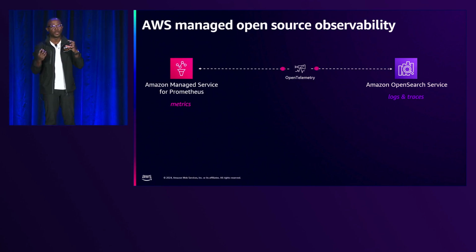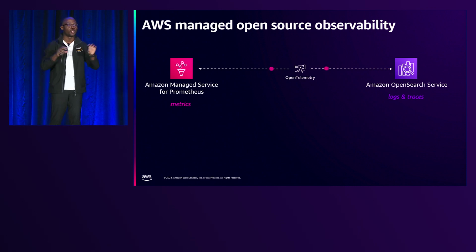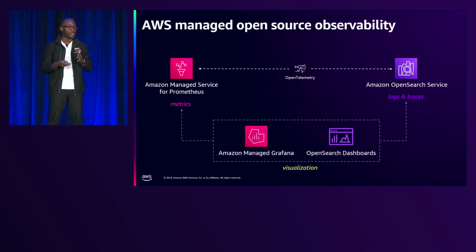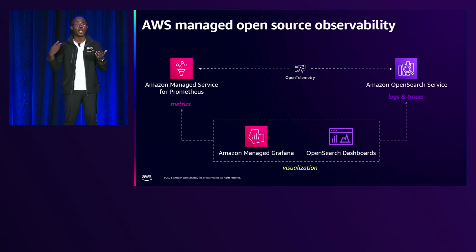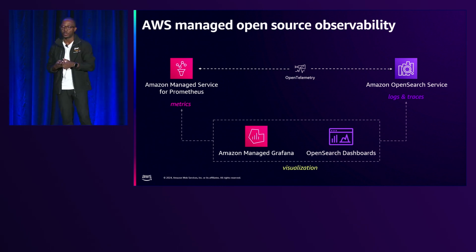Using OpenTelemetry, you can collect the data and then send it to both locations. And when you have that, to visualize all of it, you have choice. You can use Managed Grafana to query metrics, and with OpenSearch, you can use OpenSearch Dashboards to also query your data sources.